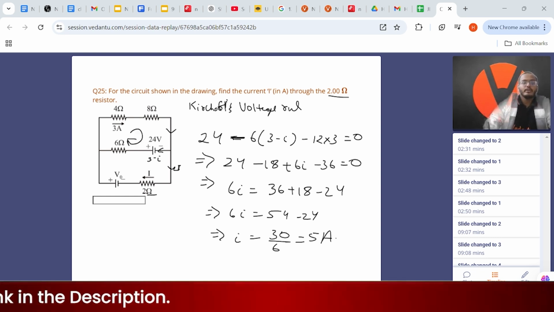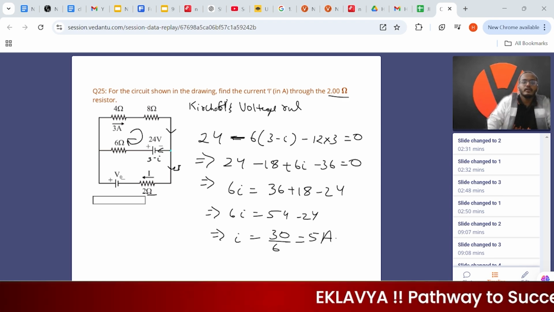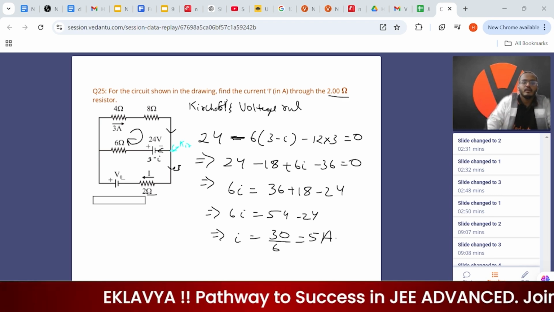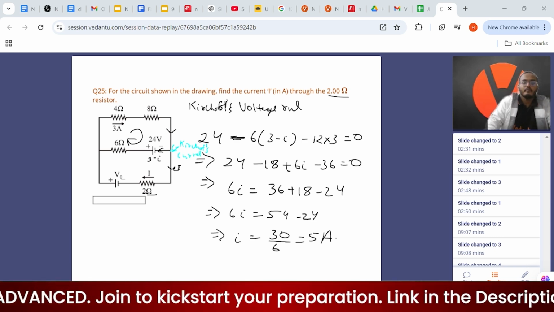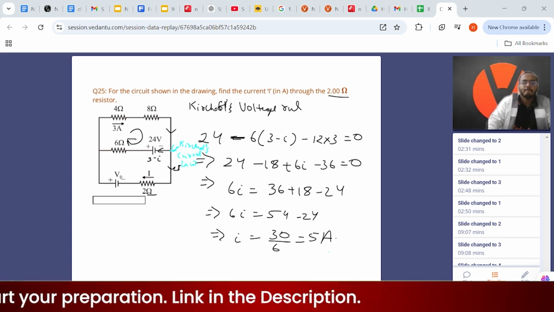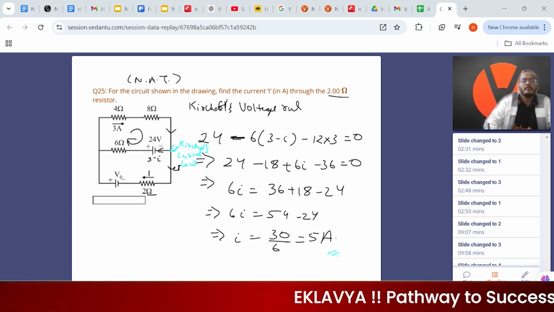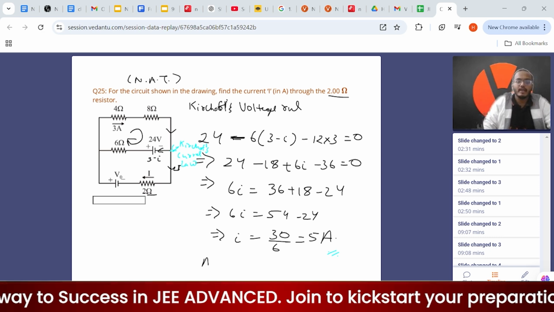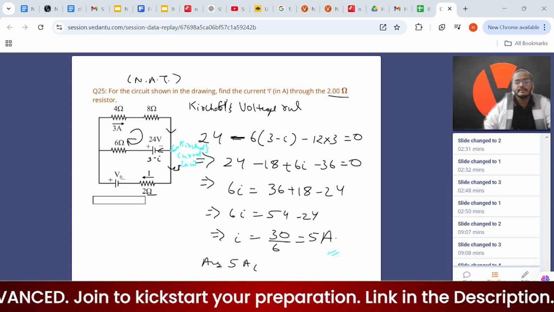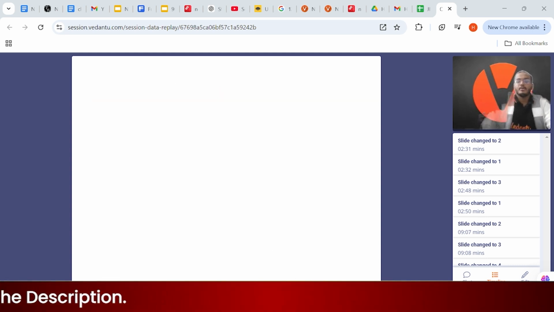Okay, all we did was apply a loop rule here, and Kirchhoff's current law. All you need to do is take care of the sign. So the answer for this is also a numerical answer type question. So here 5 ampere will be the answer. So the answer is 5 amperes here.